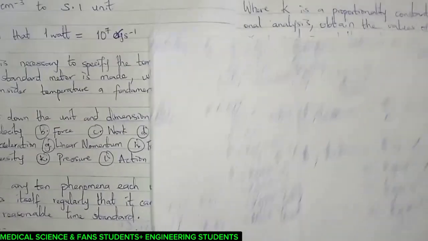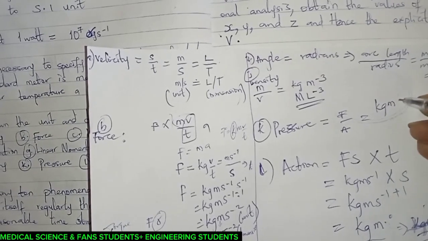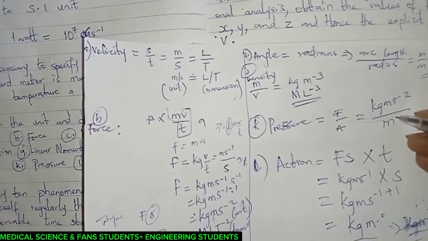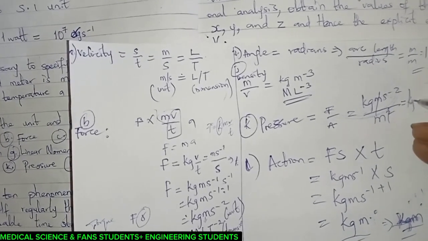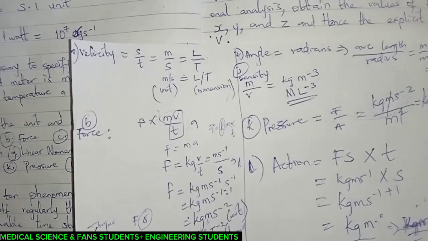Then pressure, force over area: kilogram meter per second square all over meter square. This cancels this, so that you have kilogram per meter per second square for area, or you call it pascals.